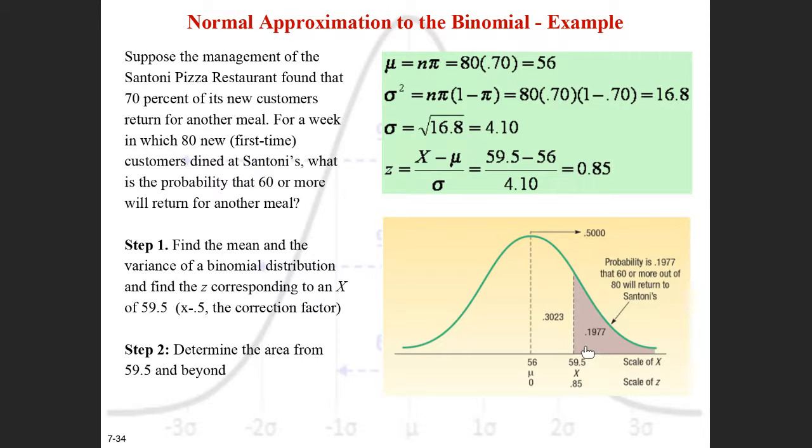So when you do this, you look at the z-score table. It will give you the area. When you have the z-score, it will tell you that the probability is 0.1977, or 19.77%, that 60 or more out of the 80 will return to Santoni's.